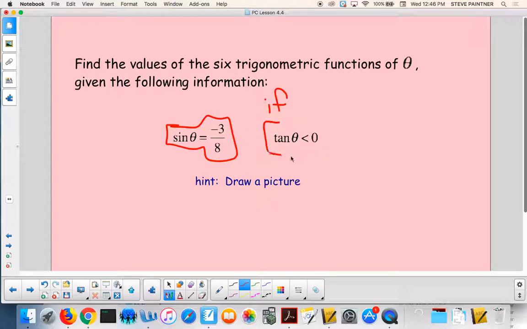What are the 6 trig functions of this if this is true? This says basically when is tangent negative? Tangent, when is it negative? Okay? Now you have to figure out where to put the triangle. Where does the triangle go? Hint, draw a picture. Okay.